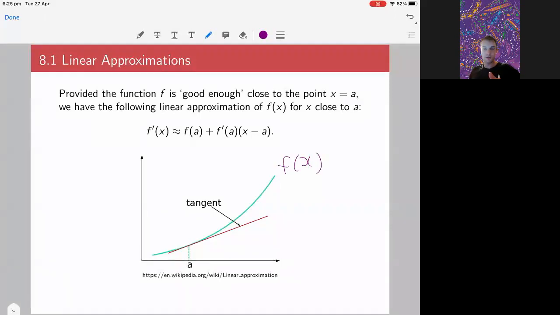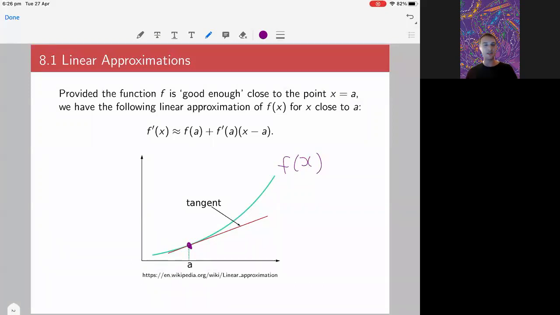So you've got a function. You may know some information about it, maybe you don't, but maybe the function is too difficult to deal with. For whatever reason, you just don't want to deal with the original function. Okay, well, what do you do? If you happen to know what the value of the function is at a point A, and you also happen to know what the derivative of the function is at that point A, what does that tell you?